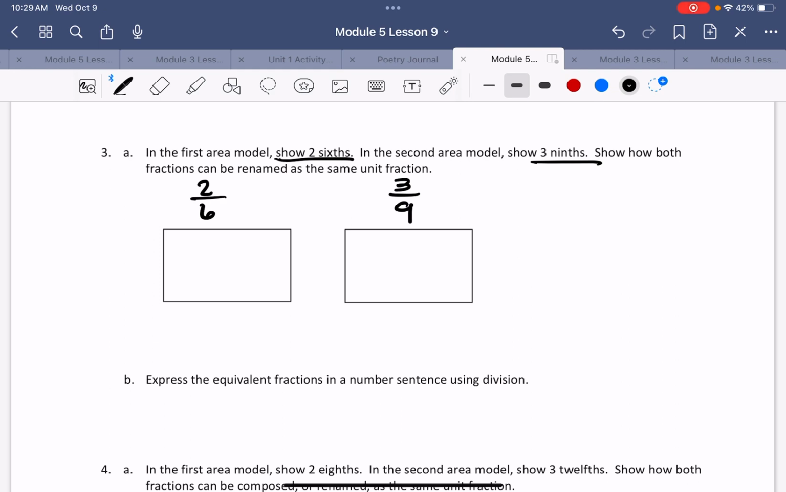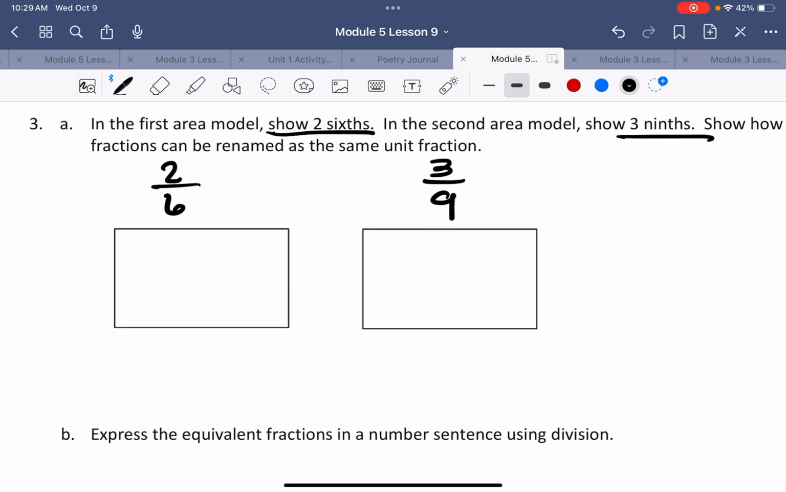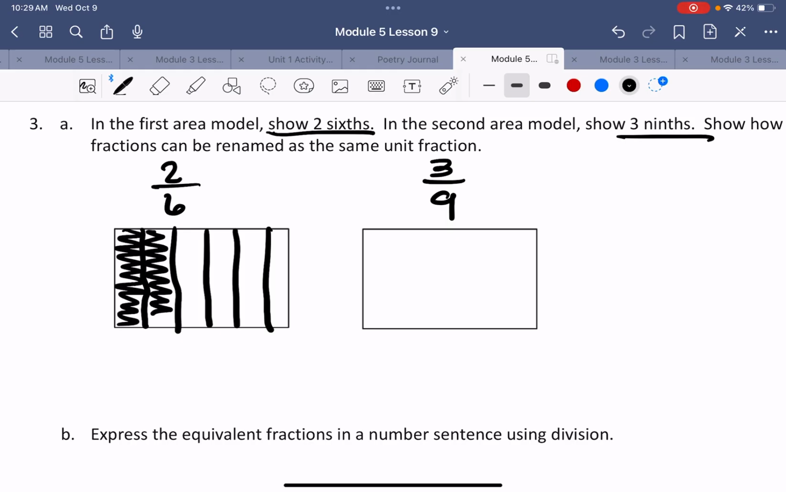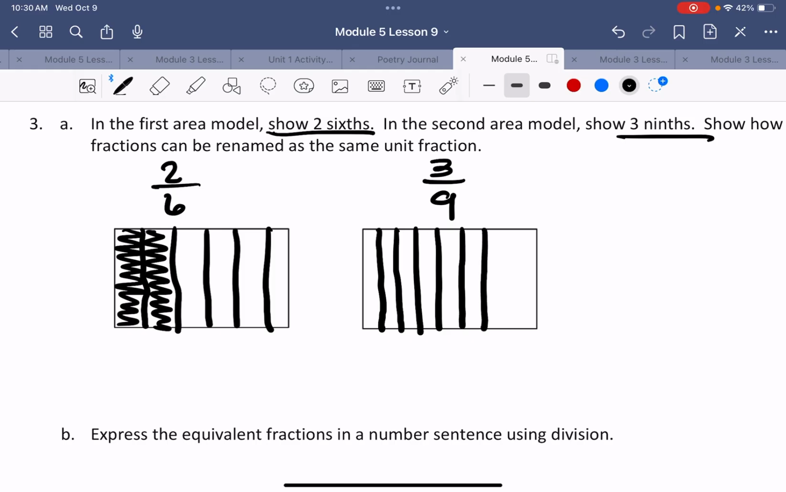So the first box, we're going to break it into 6 parts. And we're going to shade 2 of those parts in. In the next box, we're going to break it into 9 parts. And we're going to shade 3 of those parts in.